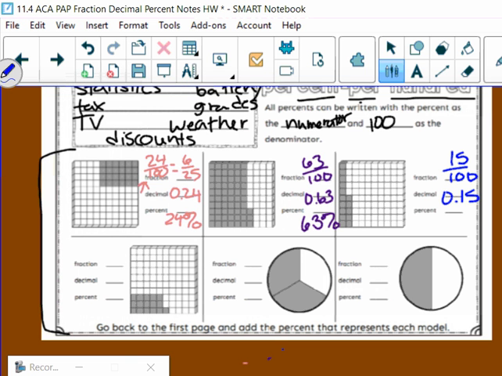Great. And I got 15%. 15%. So notice, what do you see happening to the decimal between the decimals and the fraction? To go from the decimal to, rephrase that. What do you see happening to the decimal placement from decimal to percent?